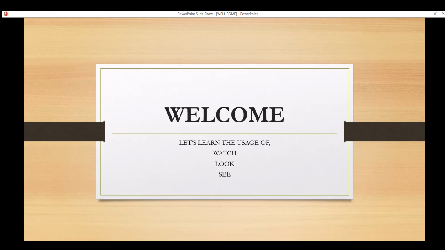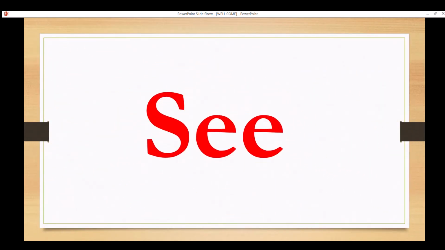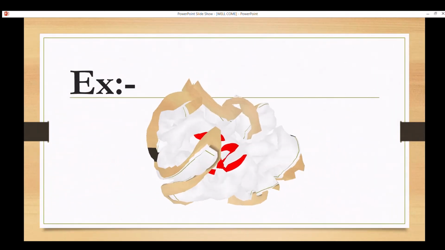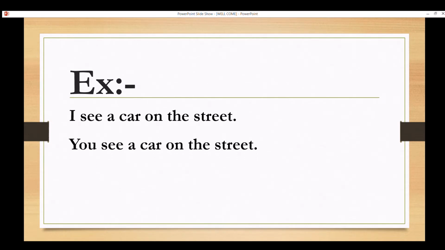Yes. Today we're going to talk about the usage of watch, look and see. Just what is the difference? First of all, let's take the word see. We use this word to notice something or to become aware of something by using our eyes. Here are the examples. 1. I see a car on the street. 2. You see a car on the street. 3. We see a car on the street.